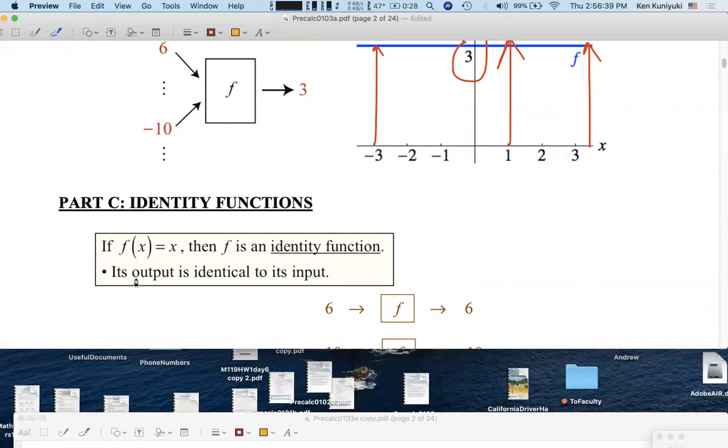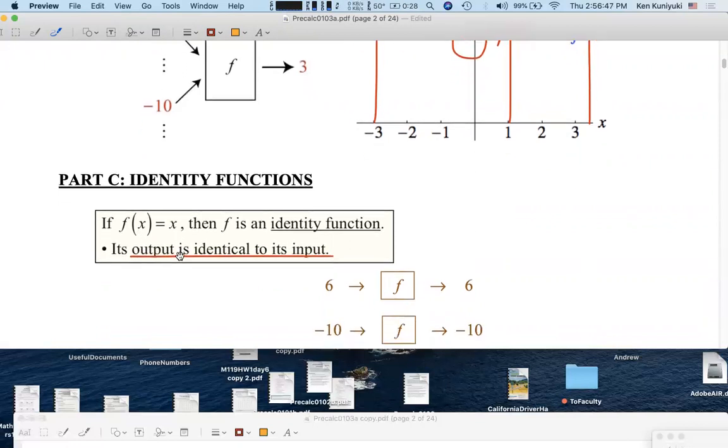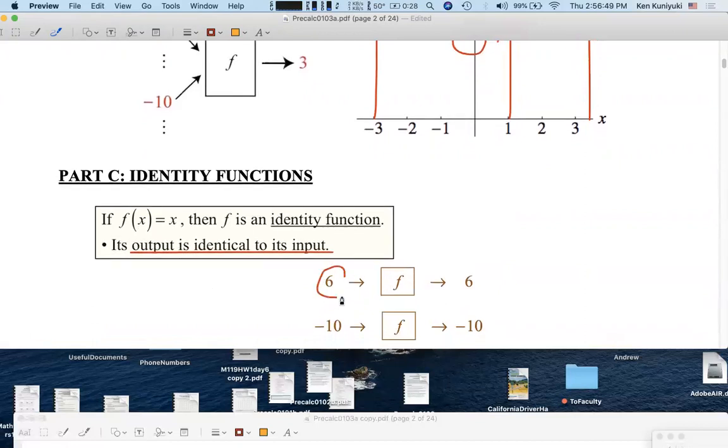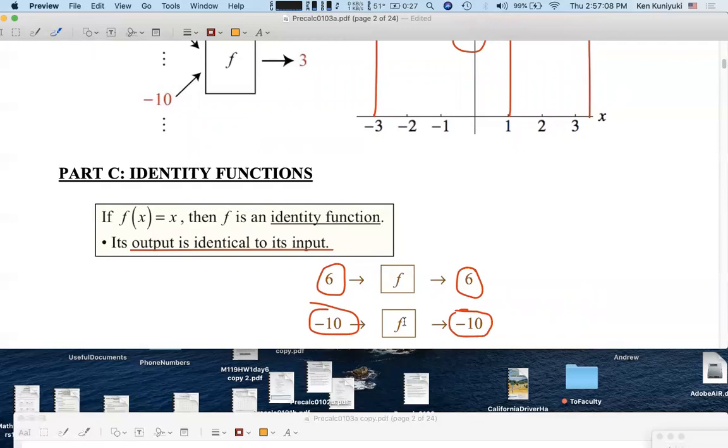Why is it called the identity function? Because the output is identical to the input. Whatever the input is, that's what the output's going to be. So if you give your partner 6, your partner spits out 6. Doesn't do anything. If you give your partner 10, your partner spits out 10. If you give your partner -10, your partner spits out -10. Basically, this function is not doing any work. It's just passing on what you give it.